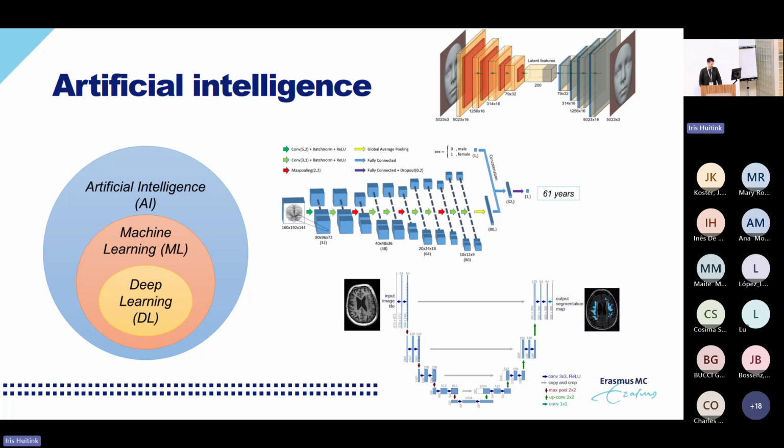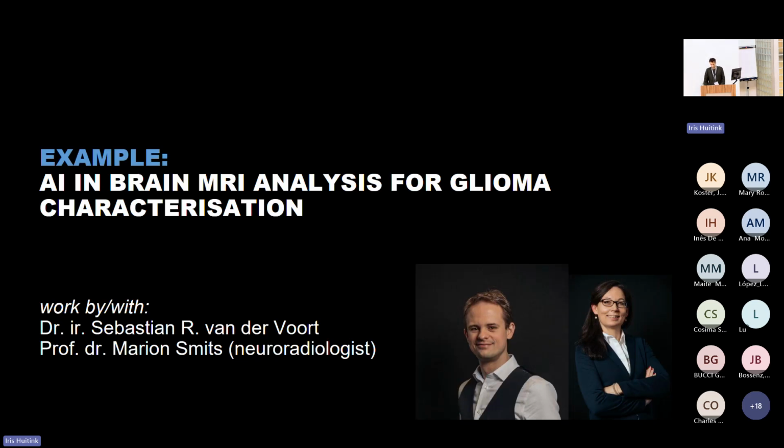I'm going to give one example of our research to make that a bit more concrete. This was work by a PhD student, Sebastian van der Voort, together with the neuroradiologist Marion Smits, on AI in brain MRI analysis for glioma characterization. Glioma is a brain tumor.